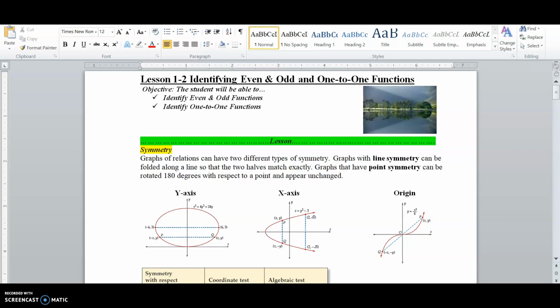I'm going to get started. This is lesson 1-2. This video, I'll probably just cut it off at the even and odd functions, and then I'll make a separate video for the one-to-one functions.